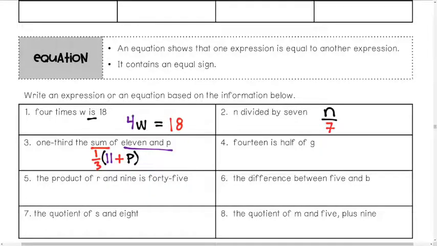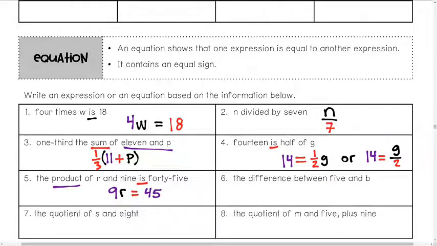Number 4, 14 is half of g. So is, that tells me there's an equal sign, and I would just put 14 and then half of g on the other side. So 14 and 1/2 times g, or 14 equals g divided by 2. Those are identical. Number 5, the product of r and 9 is 45. So we have the product is, so that tells me that we're going to have r and 9, which is 9r, is 45. And that becomes an equation.